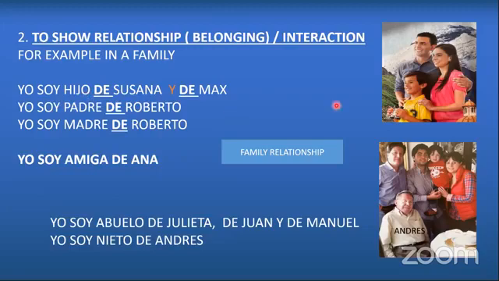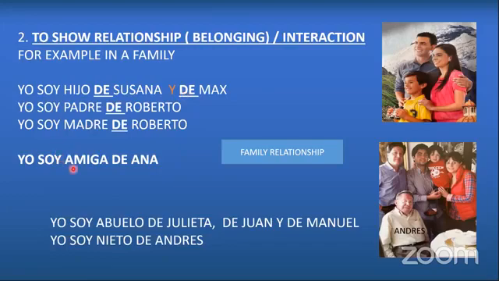Next one here. This guy is saying, yo soy padre de Roberto. And this lady here is saying, yo soy madre de Roberto. So we use de to show the relationship between a member of the family and another member of the family.